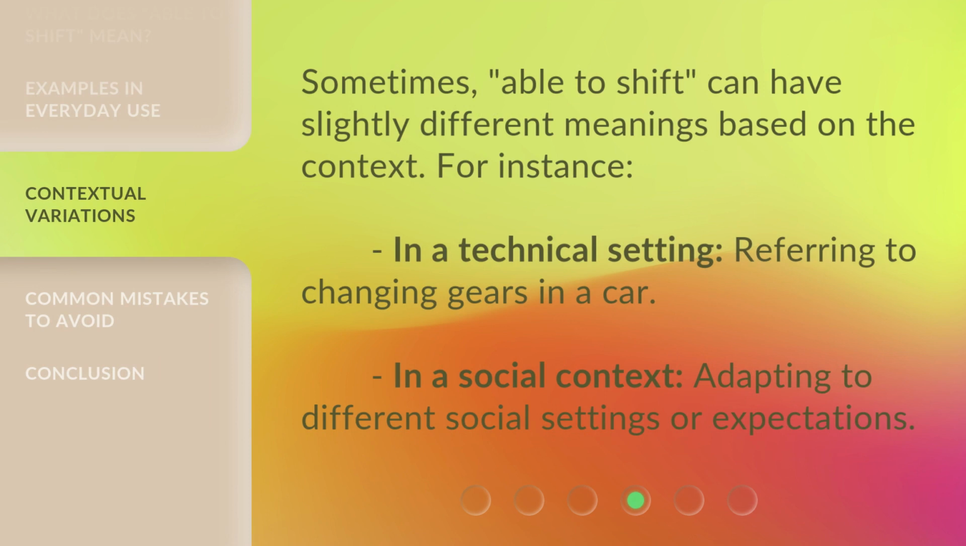Sometimes, "able to shift" can have slightly different meanings based on the context. For instance, in a technical setting, referring to changing gears in a car. In a social context, adapting to different social settings or expectations.